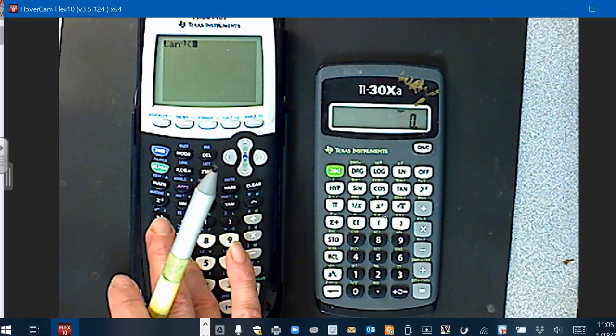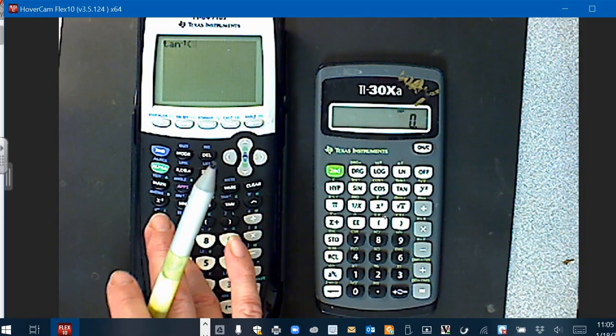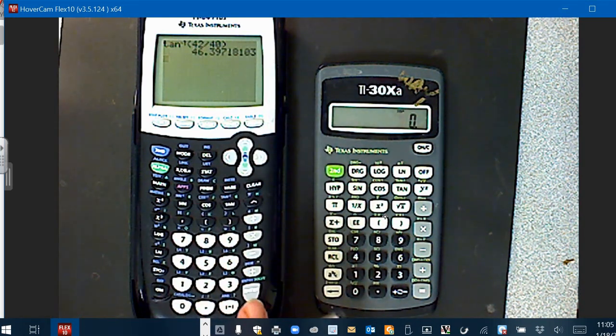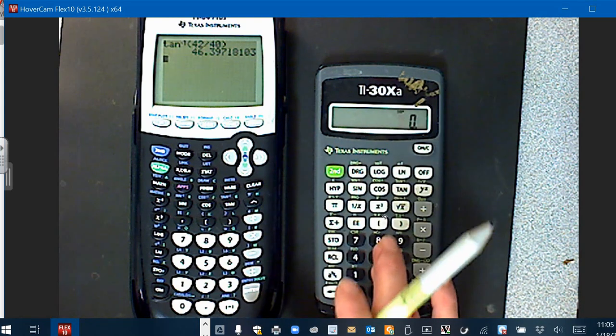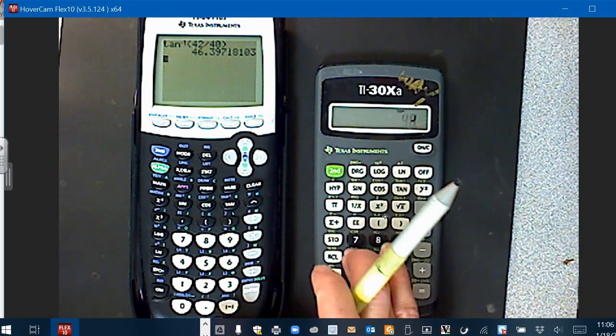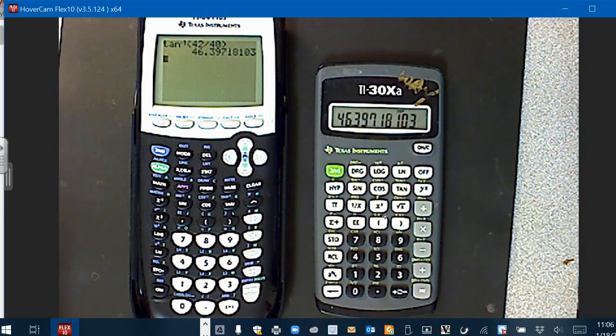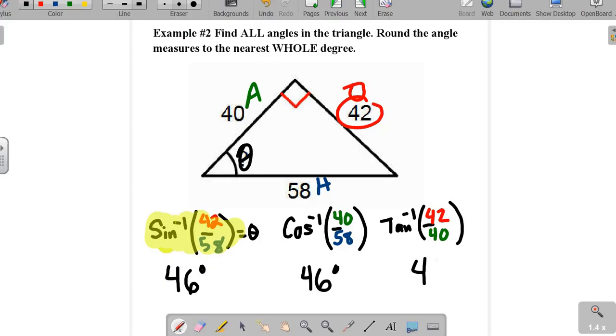42 divided by 40. There it is. And then here we have 42 divided by 40. Enter second function tan. Same thing, 46 degrees. So we find our theta is 46 degrees.